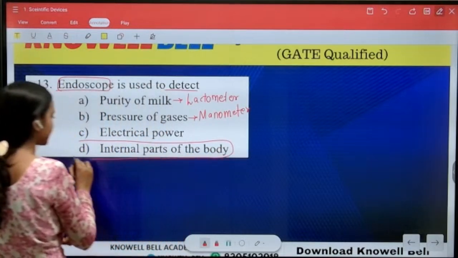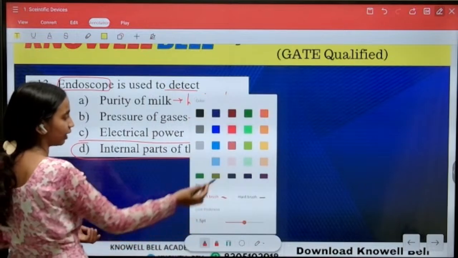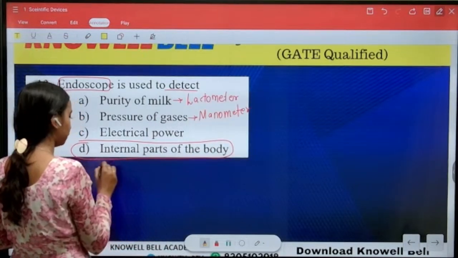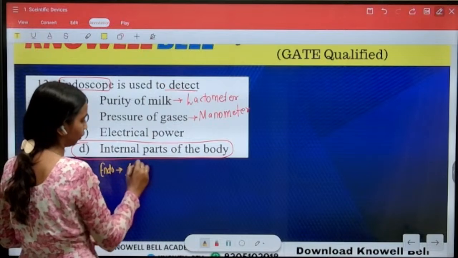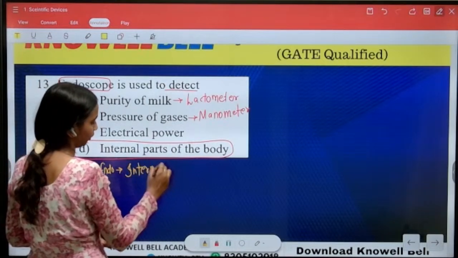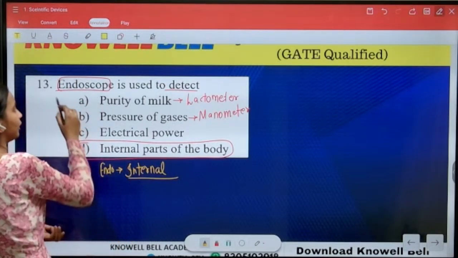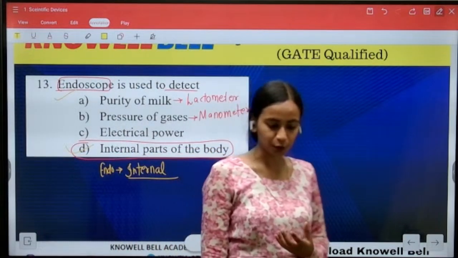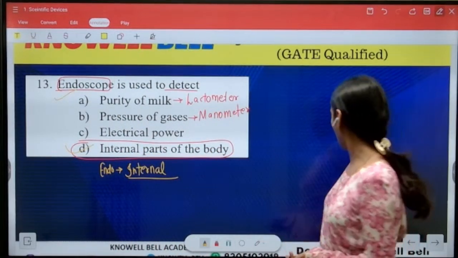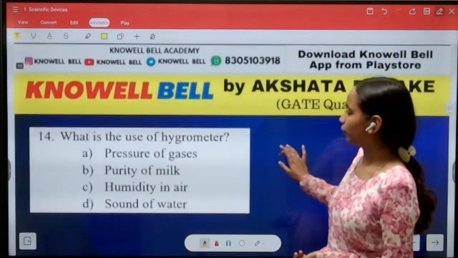Endo, we studied in yesterday's class. What is the meaning of endo? Endo means internal. So why do we use the endoscope? Endoscope is used to detect internal organs of the body, option D, correct. Next is question number 14.